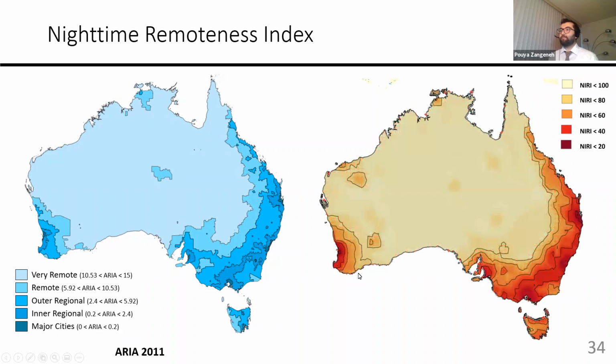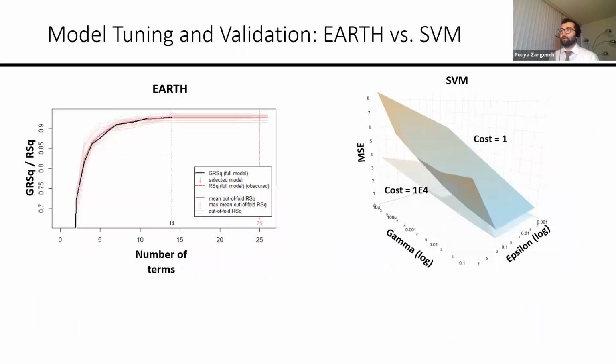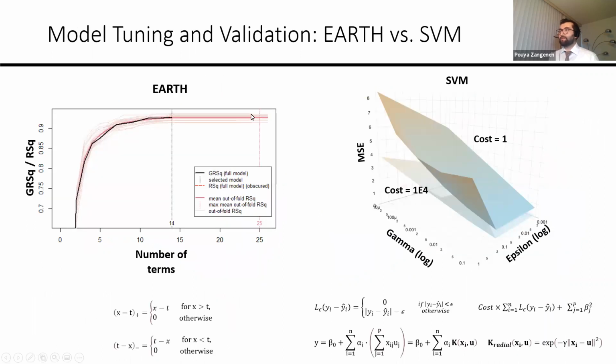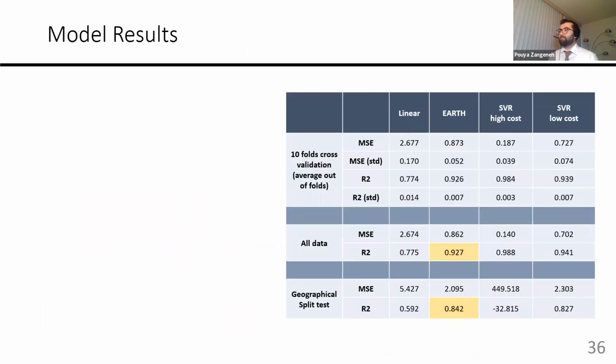What we were able to do was to create a model based on nighttime satellite imagery that could predict ARIA. We did this based on different types of testing, basically geographical testing: training the model for the east side, testing it for the west side, north side, south side. And we got very good results, showing that nighttime satellite imagery could predict remoteness. I would pass over the information about the modeling techniques that we used.